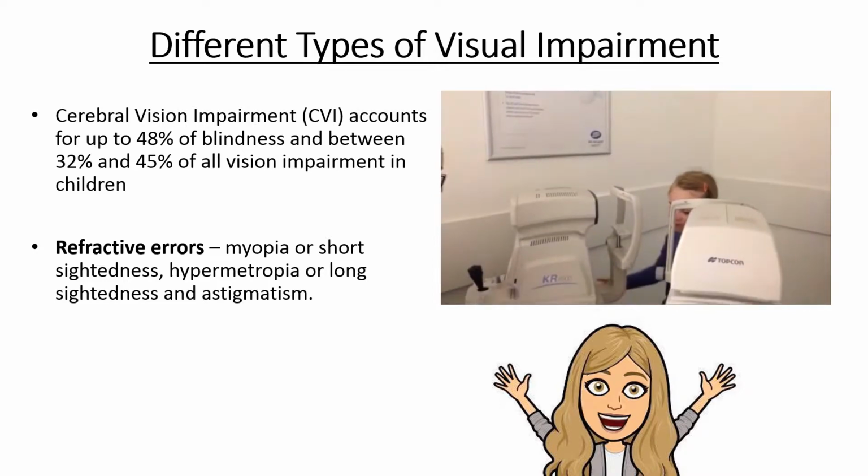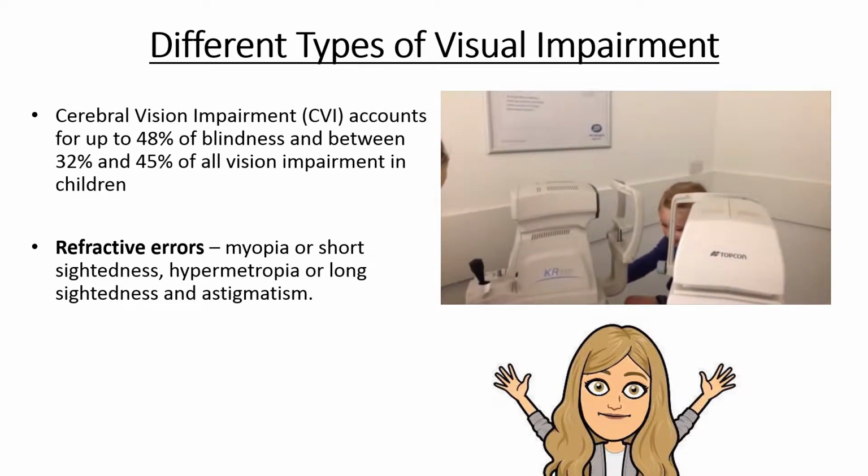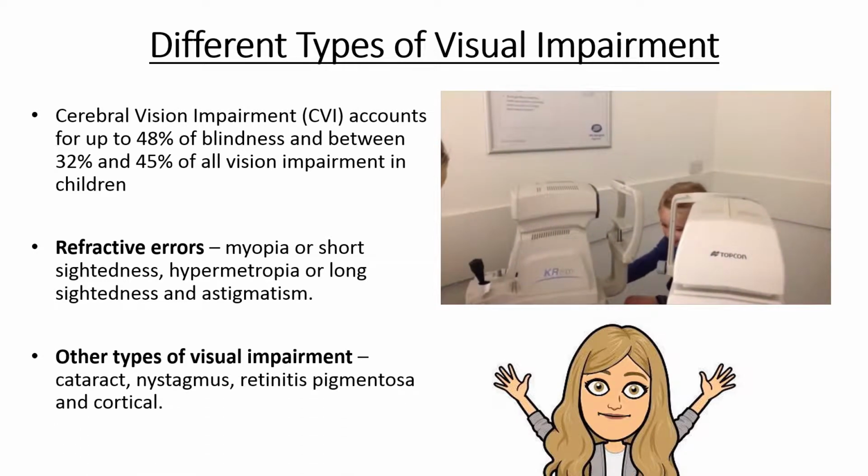Astigmatism is another issue with the cornea having irregular curvature, which means vision can be distorted. Other types of visual impairment are those such as cataracts, nystagmus, retinitis pigmentosa, and these conditions cannot usually be fixed with glasses or contact lenses.